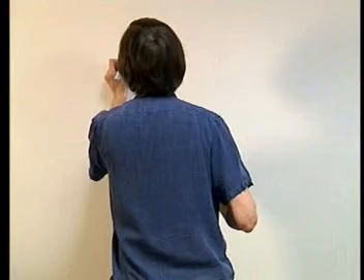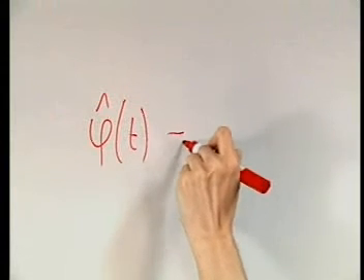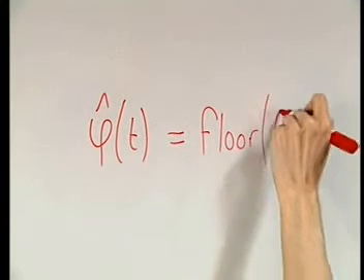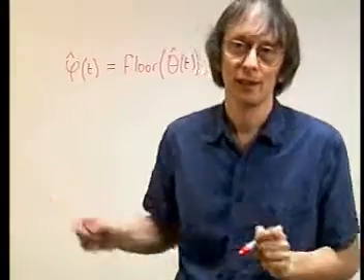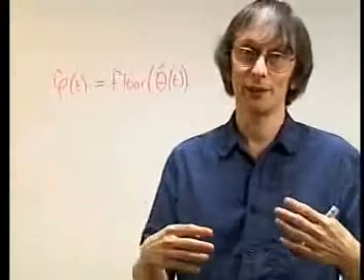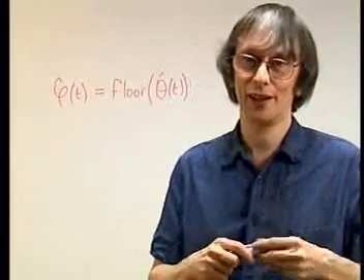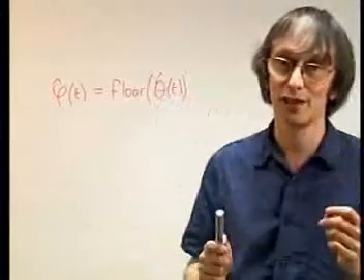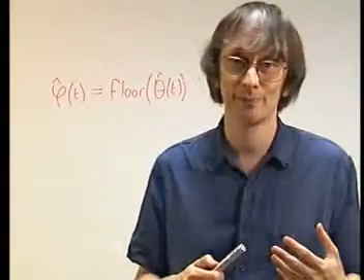We can express the relationship that I defined between the observables theta and phi like this. Phi hat equals floor of theta hat. Now, floor is the function that takes any real number to the nearest integer less than or equal to it. Since this function is initially defined for real numbers, we have to be careful about what we mean by applying it to an observable. This brings us to our first encounter with the algebra of observables.